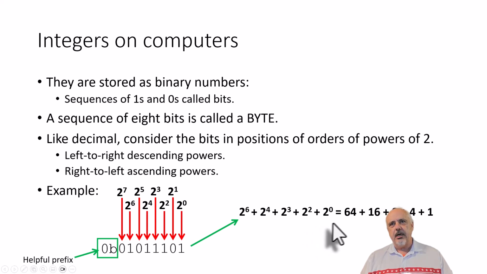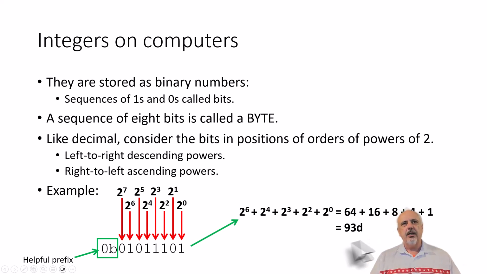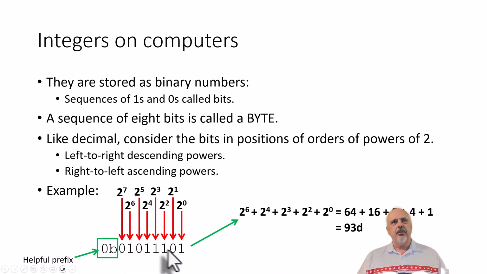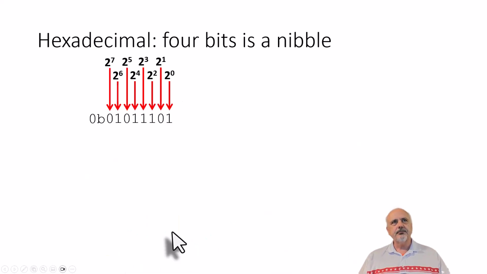And when we add those up, we can look at the decimal equivalents of them. 2 to the 6 is 64. 2 to the 4th is 16. 2 cubed is 8. 2 squared is 4, plus 1. So that's 80, 88, 92, 93 decimal. Okay, so 93 decimal is that binary sequence.